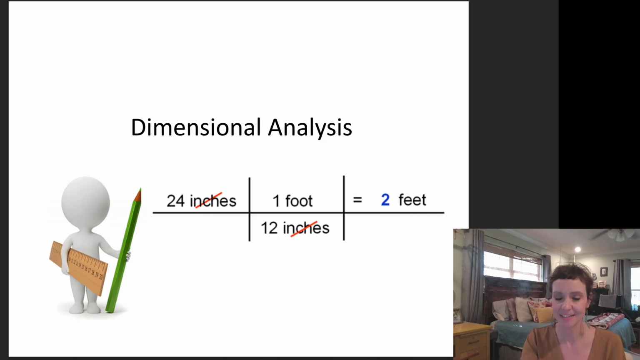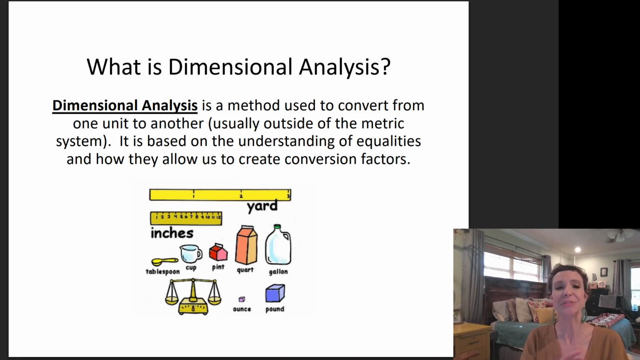So dimensional analysis, a scary word, hopefully not too scary eventually, concept for you guys. So what is dimensional analysis? Dimensional analysis is a method used to convert from one unit to another, usually outside of the metric system. We know here in the United States we do weird things like have inches and feet and pounds and stuff like that, which is not a direct conversion of moving the decimal in terms of tens, hundreds, thousands. It's not as simple as that. So we need a different way to figure out how to go back and forth between one unit to another. It's based on the understanding of something called equalities and how they allow us to create conversion factors.